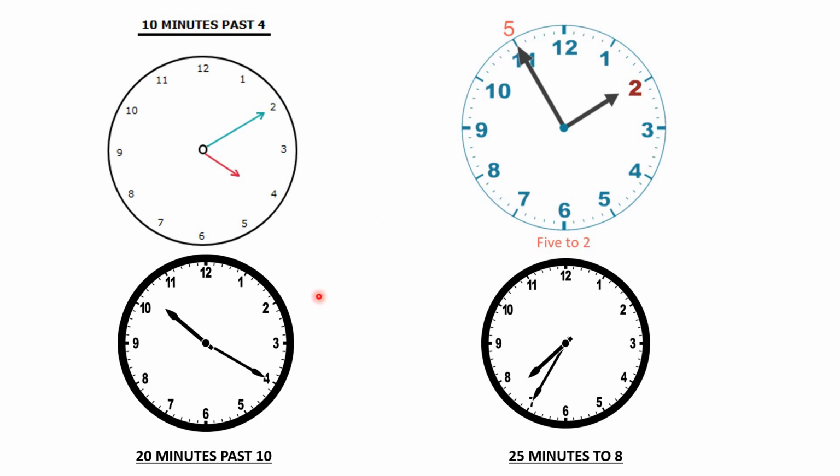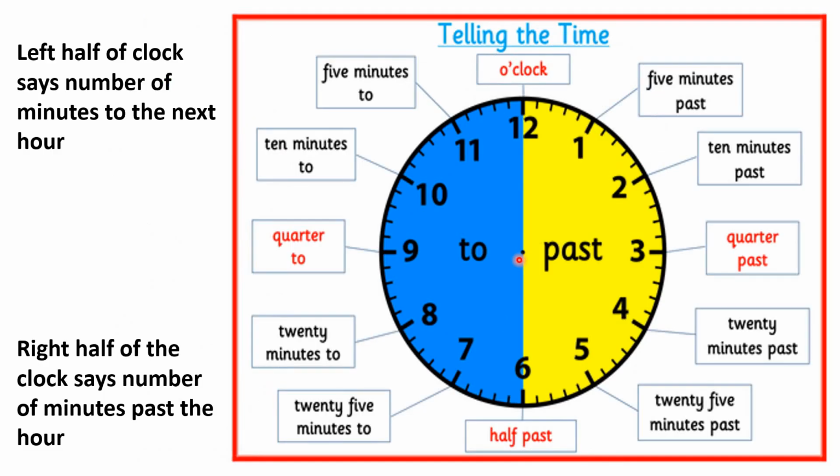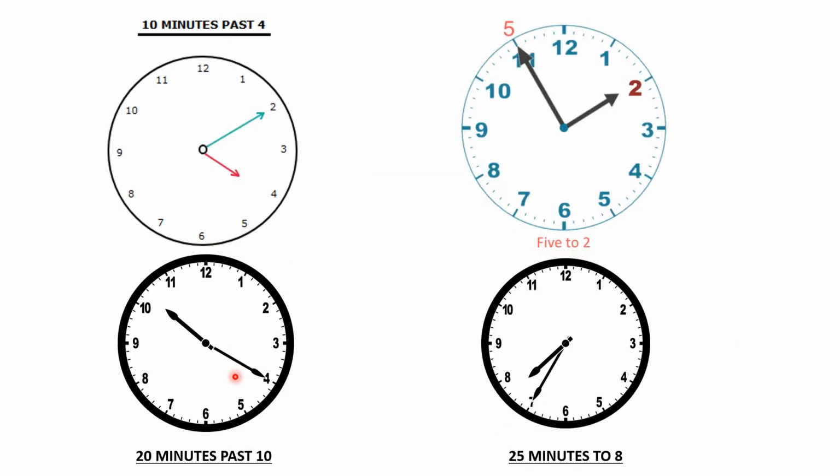Same way, in the next picture you can see the hour hand is a little bit after 10, and the minute hand is at 4. If the minute hand is at 4, it is 20 minutes past. Therefore we will say 20 minutes past 10. Why? Because the hour hand is near 10. Therefore, it is 20 minutes past 10.